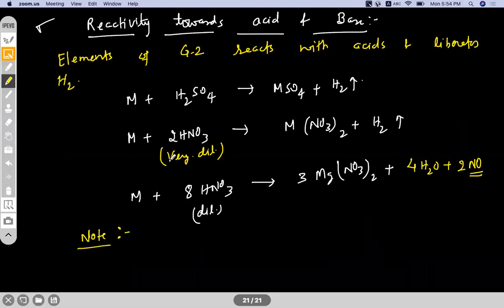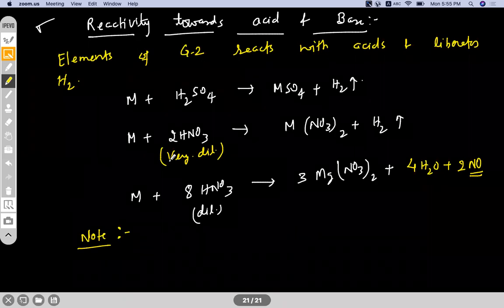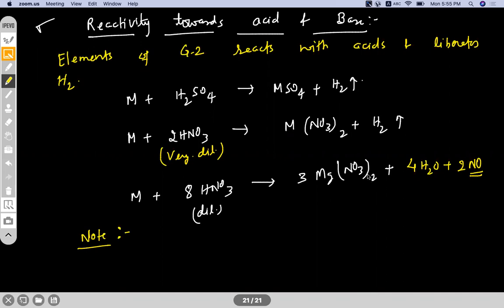Beryllium is amphoteric in nature. Amphoteric means what? Anybody? What do you mean by amphoteric? Yes, you can say like that. Amphoteric means it reacts with both acid and base. So you can say both types of characteristics it has. So beryllium is amphoteric in nature.